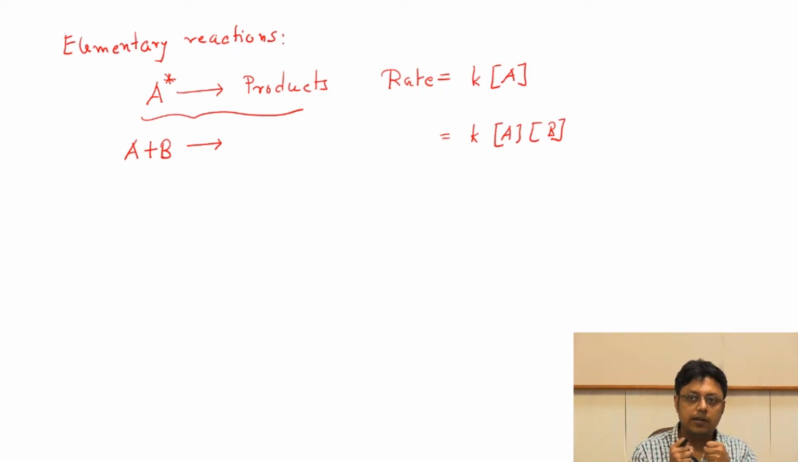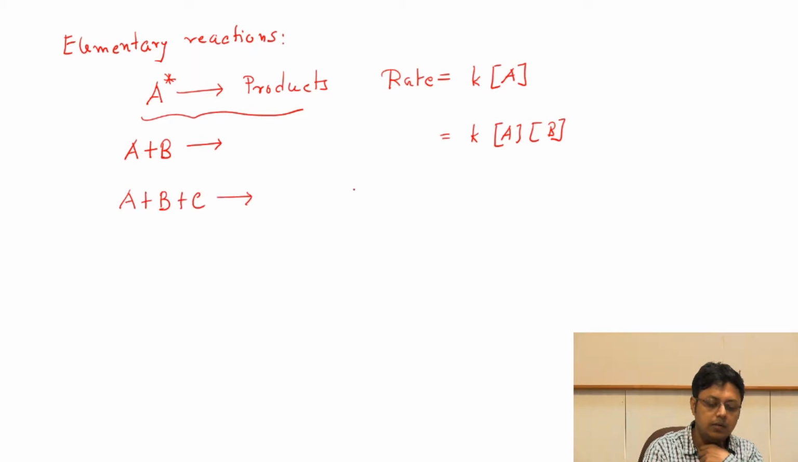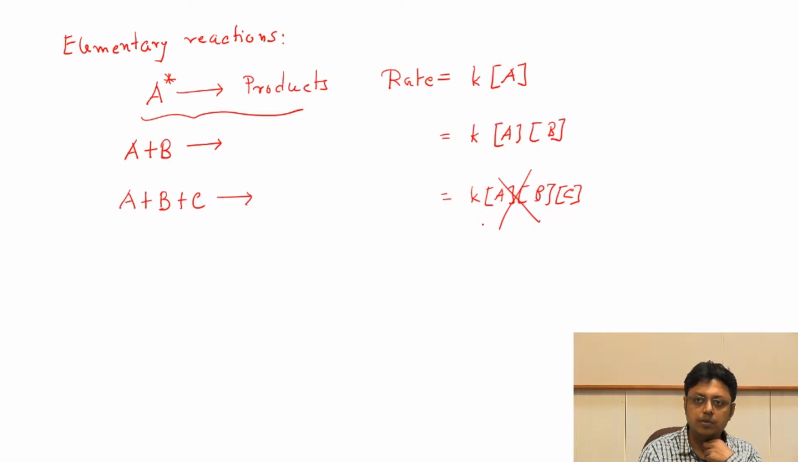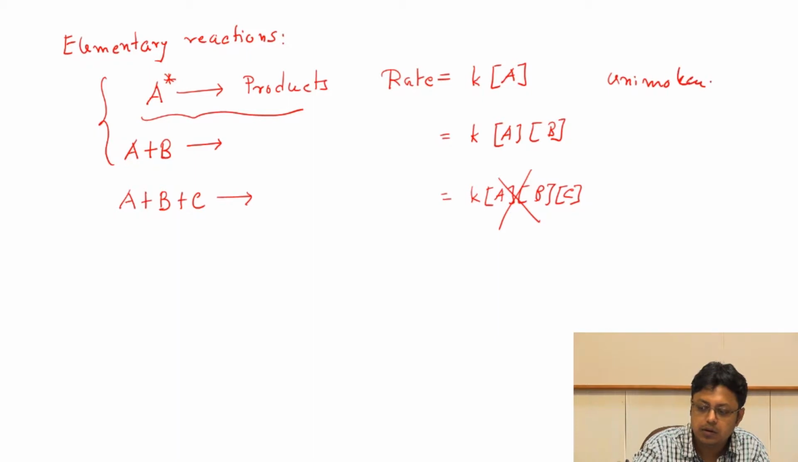Usually in gas phase or liquid phase, the collisions we observe are dominated by bimolecular collisions. So if we find that we have three species giving rise to some product, then we cannot say that it is elementary, and we cannot write the rate as A into B into C. This is actually wrong, because it must be a composite reaction which can be broken into elementary unimolecular and bimolecular reactions. So elementary reactions are always classified as unimolecular and bimolecular reactions.